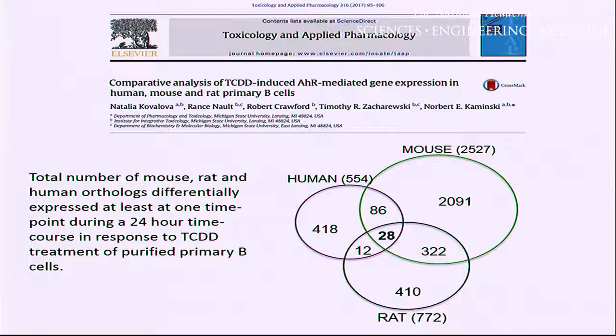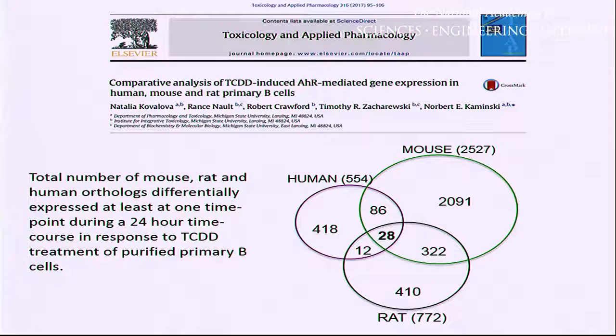We took naive B cells from all three species because, as you know, rodents, when we house them at our universities and our laboratories, they're pretty much isolated from any kind of pathogens. So virtually most of the immune cells in these animals are naive. So we went the extra step and purified these naive cells. And then we activated them in the identical manner, and that was in the presence and absence of TCDD.